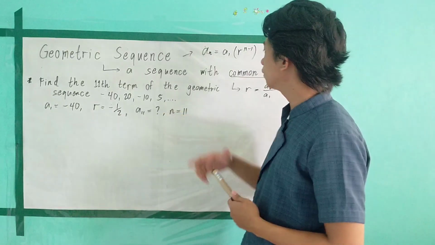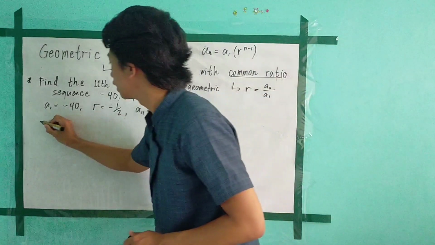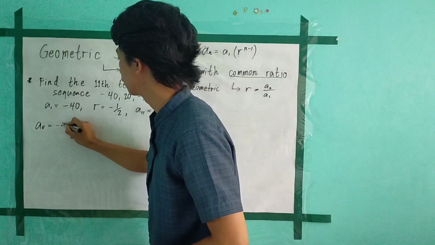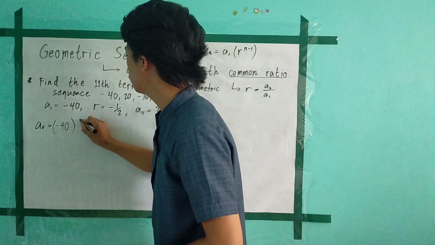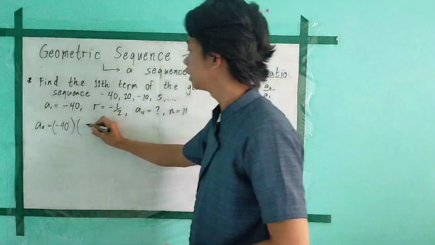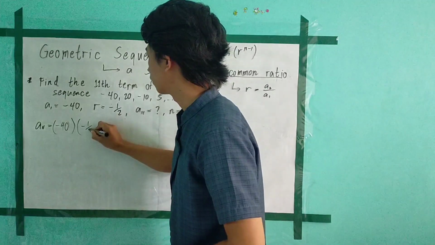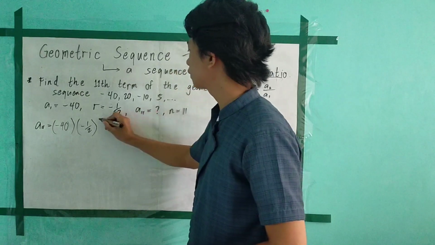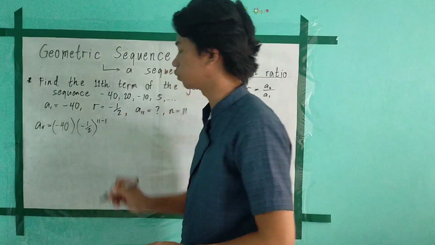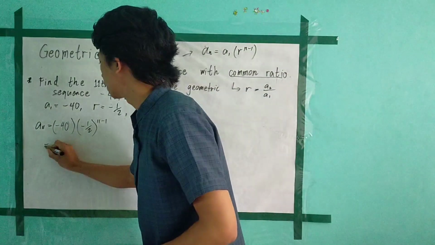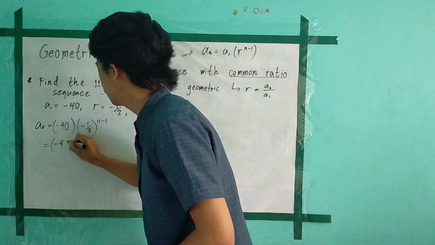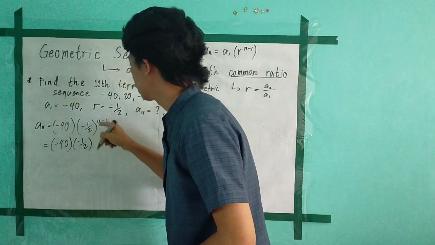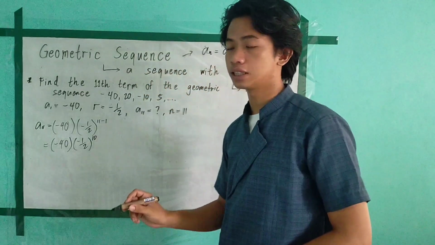To find A sub 11, let's use the formula. A sub 11 is equal to negative 40. Multiply to the common ratio, we have negative 1/2. Then, number of terms, we have 11 minus 1. Next tayo, we have negative 40. Simplify muna natin. Negative 1/2. 11 minus 1, we have 10.